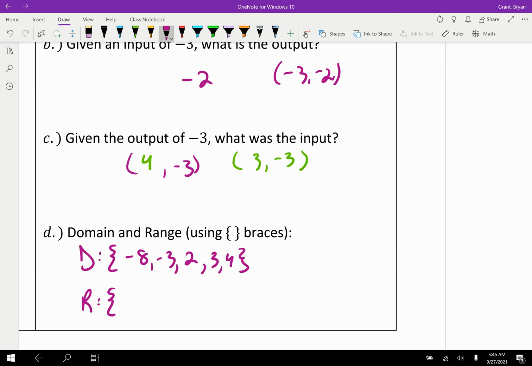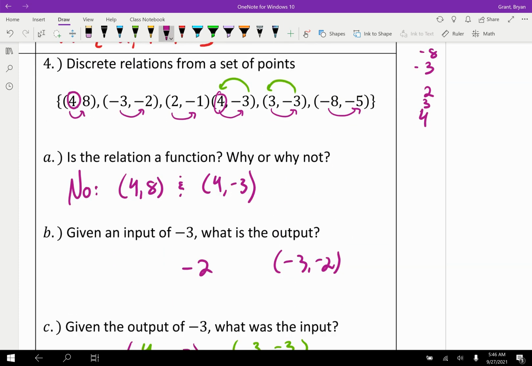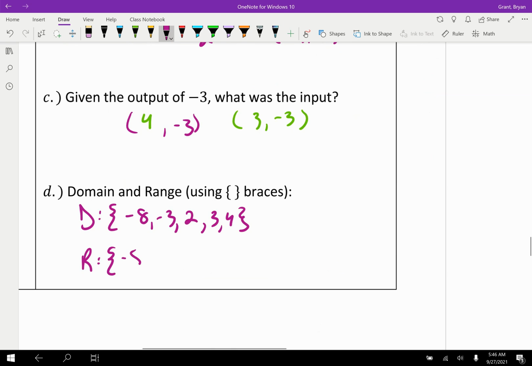Okay. And then our range is going to be that same thing. I'm just going to write out our ranges. We have a positive 8, negative 2, negative 1, negative 3, and negative 5. 5 ranges because 2 outputs repeat. Negative 5, 3, 2, 1, 8. And there we go. Oof, that's a rough one. All right, halfway done. Let's get the others done.